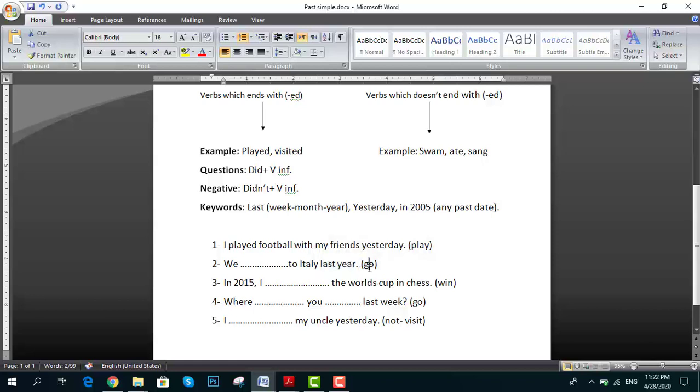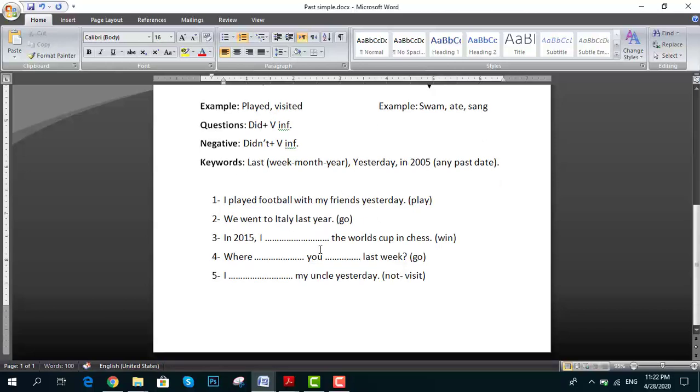Go is not a regular verb, it's irregular. So what is the past tense of go? It is went. We went to Italy last year. In 2015, the World Cup in chess. 2015 is a date that started and finished, and it happened in the past, so we should use past simple. What is the past simple of the verb win? It is won. Sorry.